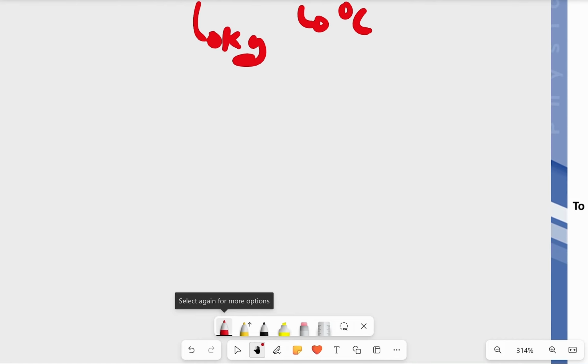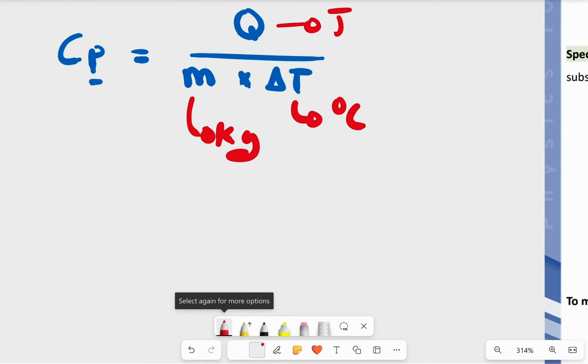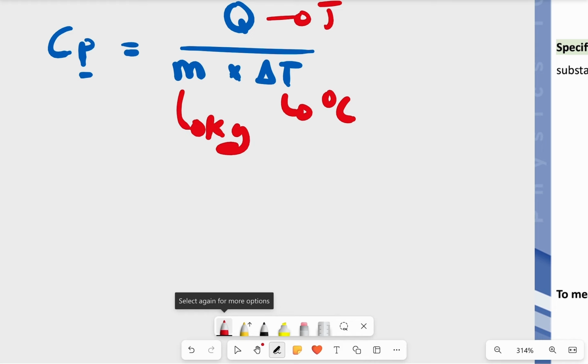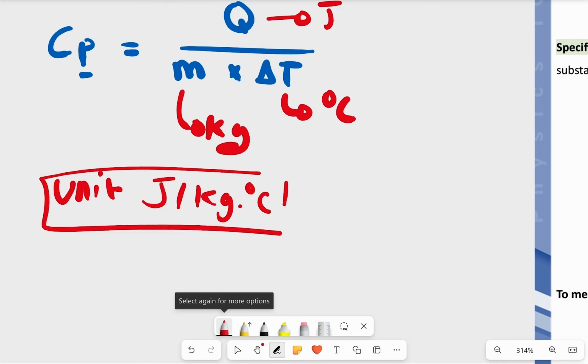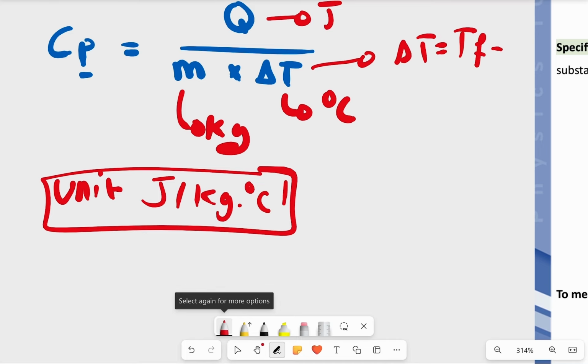Careful, we need the temperature here in Celsius, not in Fahrenheit or Kelvin. So the final unit for specific heat capacity will be joule per kilogram per Celsius. This is the final unit for specific heat capacity. Delta T, guys, because it is change in temperature, will be what? Delta T will be T final minus T initial. You're going to be given the final temperature and the initial temperature, and then you'll calculate the change in temperature.